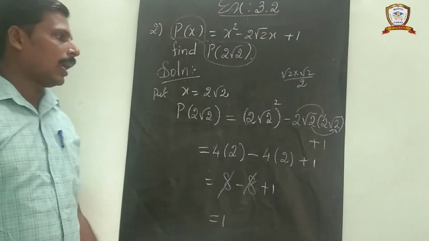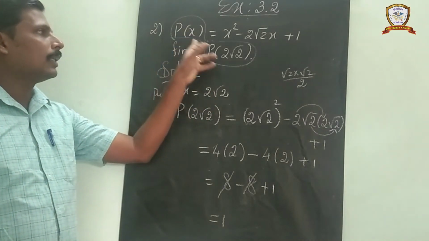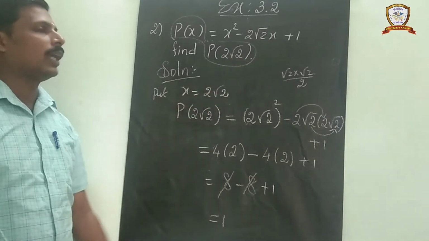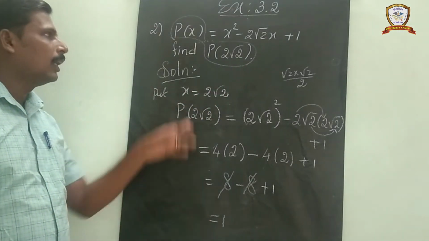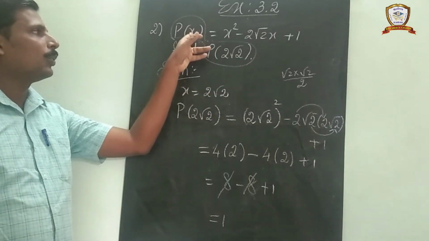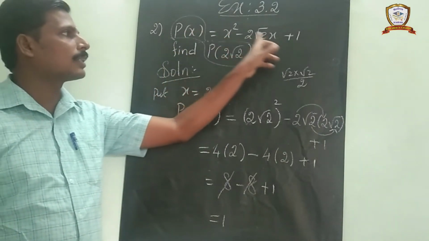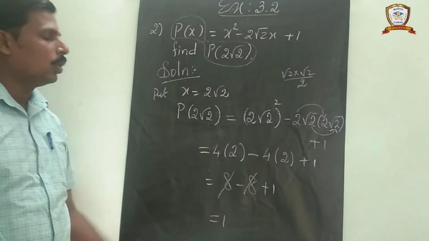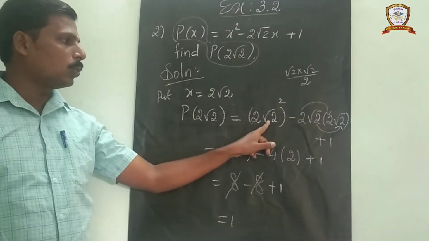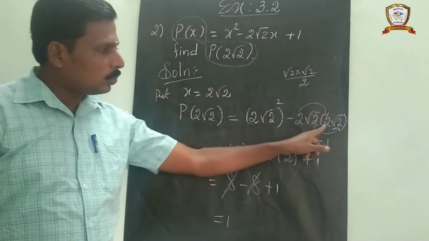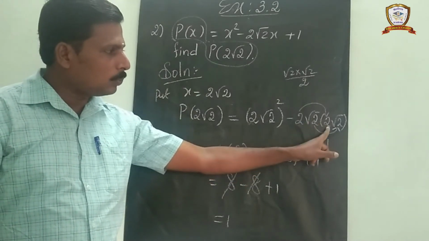Clear? Put x is equal to 2 root 2 here and here and here, the three places of x. Substitute 2 root 2. 2 squared is 4, root 2 squared is 2. So 4 into 2, 2 into 2 is 4.